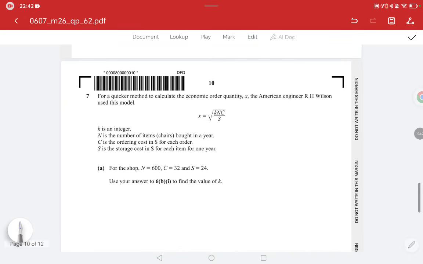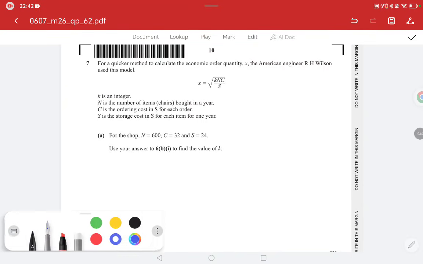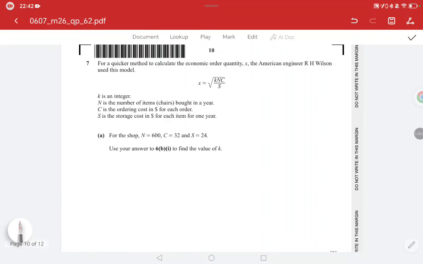Now we have another question. For a quicker method to calculate the economic order quantity x, the American engineer R.H. Wilson used this model, x equals the square root of this fraction. They said that k is an integer, and here they are asking to find k. So the answer must be an integer. They are giving me the values. So let's substitute. What else did they say? They said use your answer in 6bi.